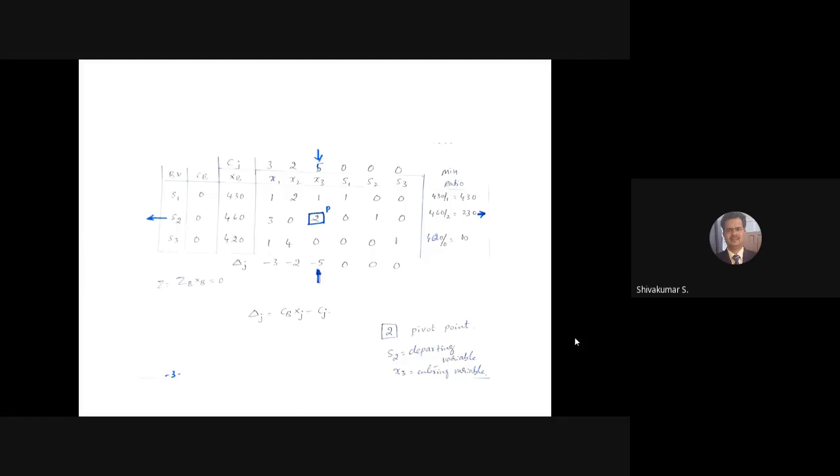In the next table, you are going to depart S2 and enter X3, and S3 as it is. So in the basic variable column, you are going to get S1, X3 and S3. Correspondingly, in the CB column, S1, 0, X3, 5. You are going to write 5 there. S3, 0.